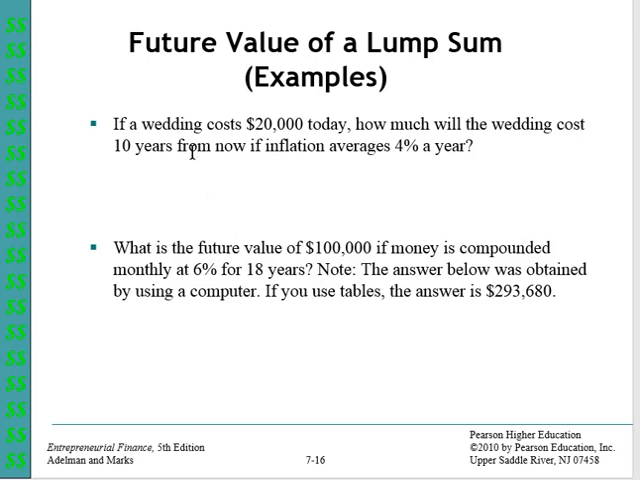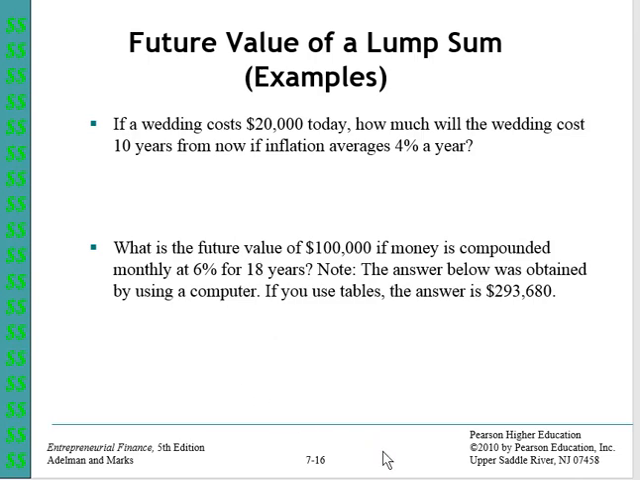So, if a wedding costs $20,000 today, how much will the wedding cost 10 years from now if inflation averages 4% a year? Let's plug that number in, right? $20,000 is the present value. 10 is the time, 4 is the interest rate. You should end up with a number of around $29,604.